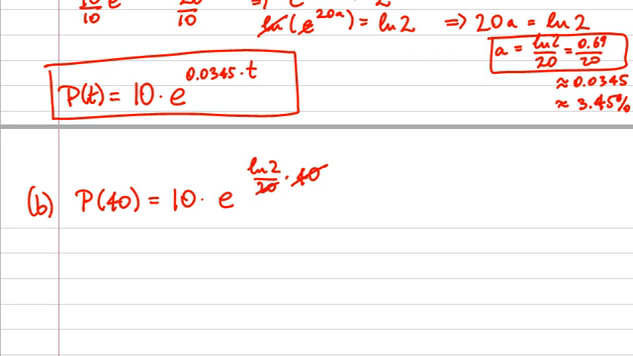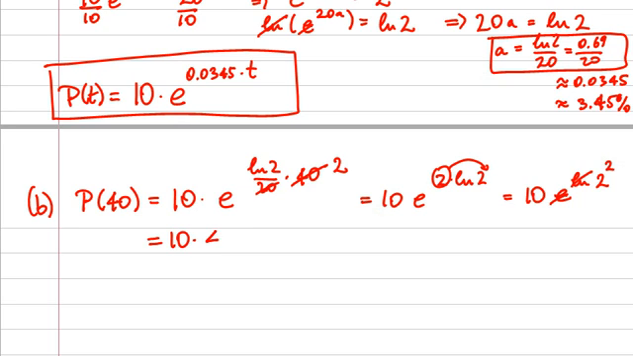20 goes away with 40, and 2 is left. So this is 10 e to the 2 times ln2. I can bring this 2 inside the logarithm in the exponent. So this is 10 e to the ln 2 raised to the second power. And e and ln go away with each other. I'm just left with 2 squared, which is 4. So this is 10 times 4, which is 40. So in year 2000, after 40 years, this country will have 40 million people if its population grows exponentially.